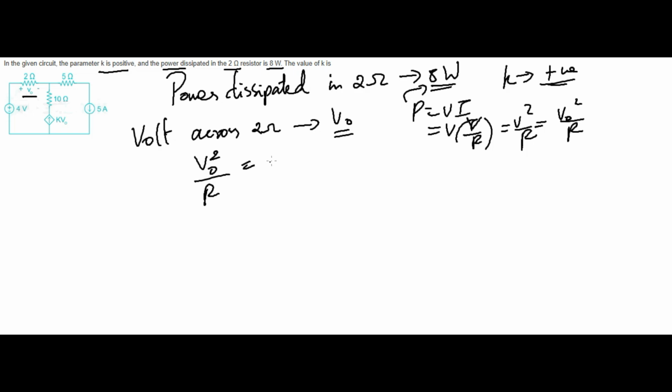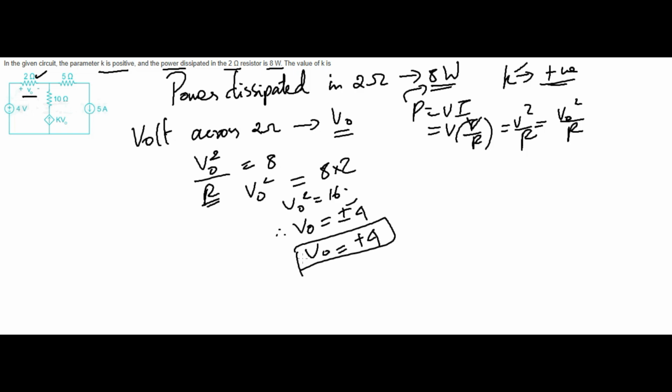V0 square divided by R is equal to 8, since power is 8. What is R? The 2 ohm resistor. So V0 square is equal to 8 into 2, which is 16. Therefore V0 can be plus or minus 4. But as K is positive, you can take the positive value only, that is plus 4.